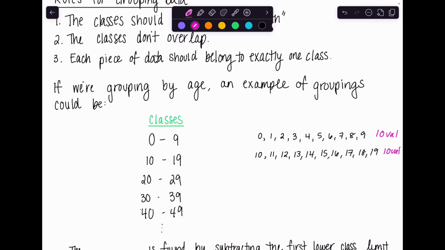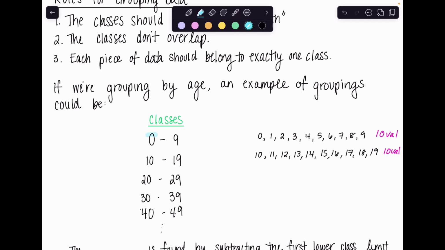Okay. So every single class has 10 values and they do not overlap. So this ends at 9. This one starts at the very next value, 10. 19, then 20. 29, then 30. 39, then 40. And you'd keep following that pattern. So every single data value will fall into one of these categories.